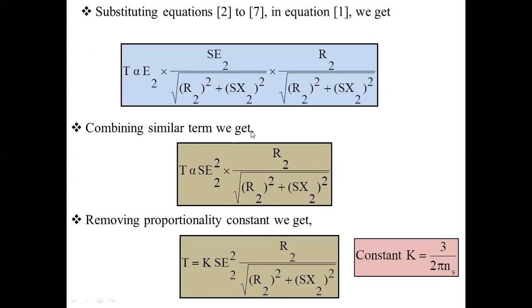Combining the similar terms, we get T is proportional to S into E2 square into R2 by root of R2 square plus S into X2 whole square. Removing the proportionality constant, T equals K into S into E2 square into R2 by root of R2 square plus S into X2 whole square. Here the constant K is 3 by 2 pi ns. Please remember that wherever we write small ns, it is equal to capital Ns, the synchronous speed, by 60.